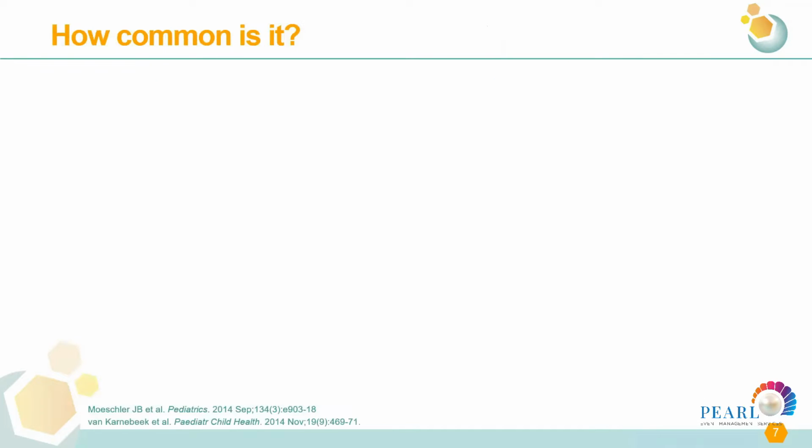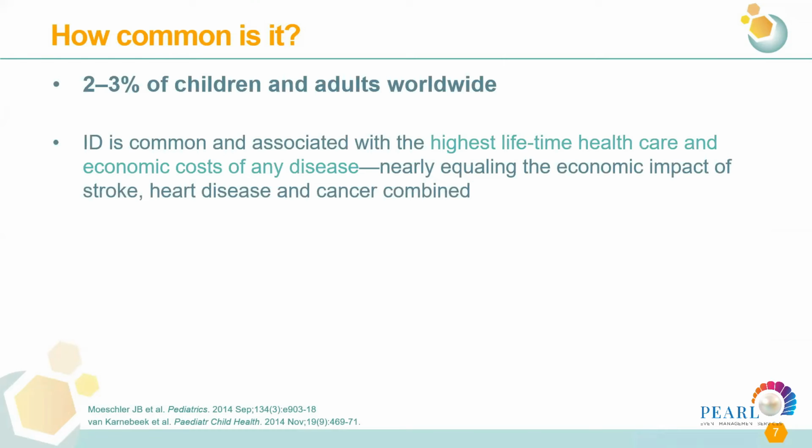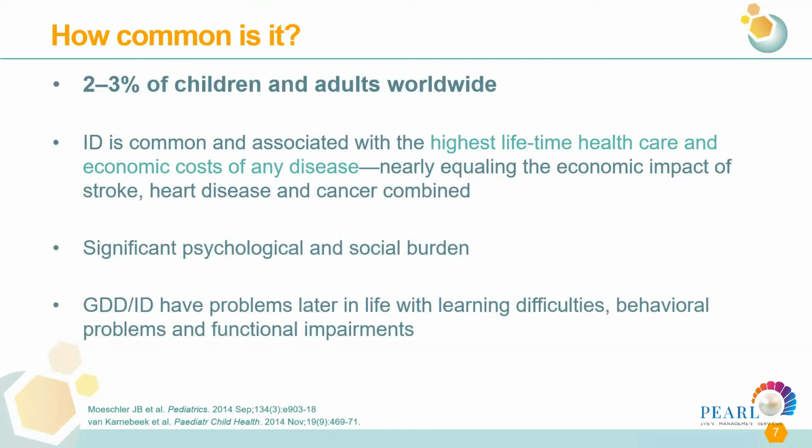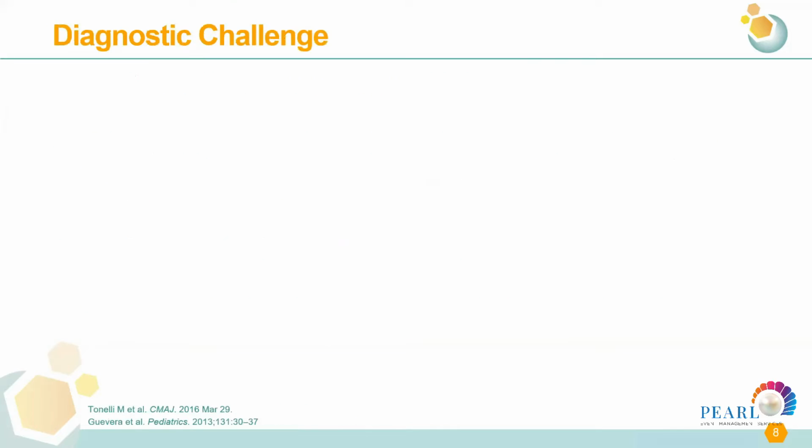So how common is it? So it's actually very common. 2 to 3% of children and adults worldwide have this problem. Intellectual disability, we all know, is common, and it's associated with the highest lifetime healthcare and economic costs of any disease, nearly equaling actually the economic impact of stroke, heart disease, and cancer combined. And in addition to that, it causes significant psychological and social burden. It's associated with problems later in life, such as learning difficulties, behavioral problems, and functional impairments.